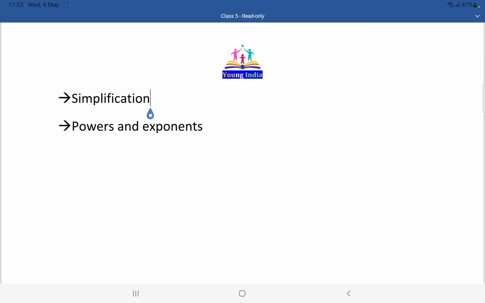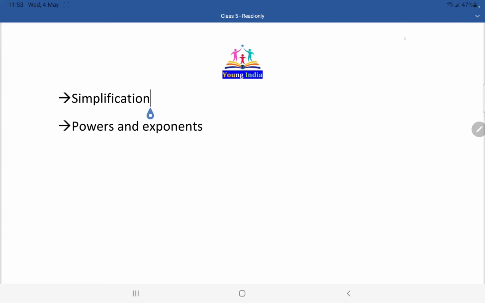So, in today's session, we are going to discuss simplification and powers and exponents. These are very important topics of mathematics that you will see in your next grades. These are very basic topics that you need to understand, so that if you understand the basics of these topics, you can do the difficult problems related to them also. So without making it late, let us start today's session.